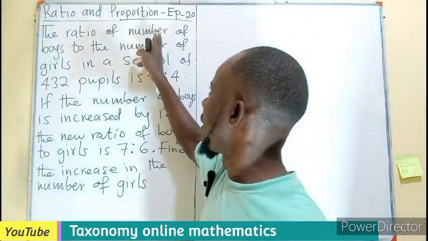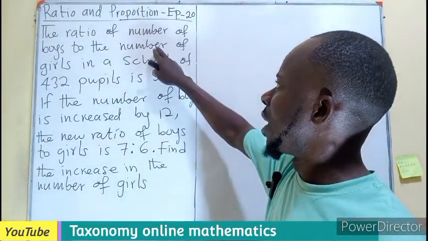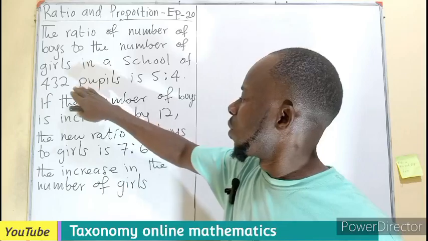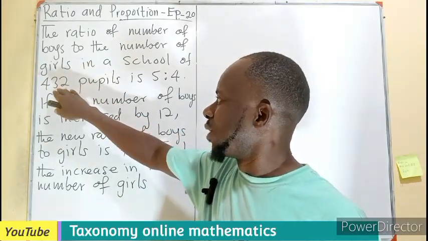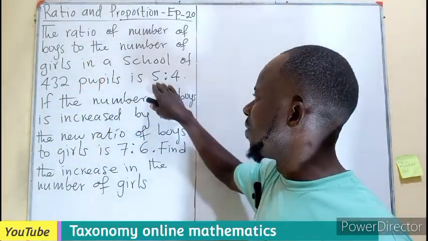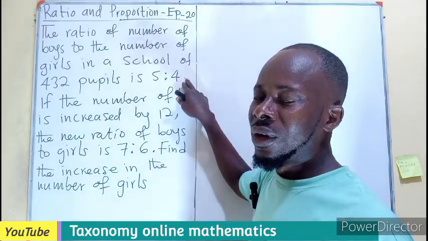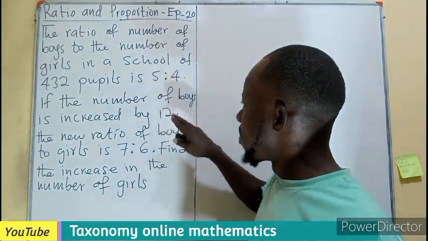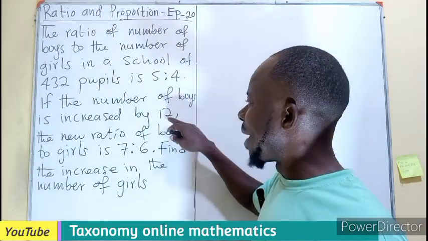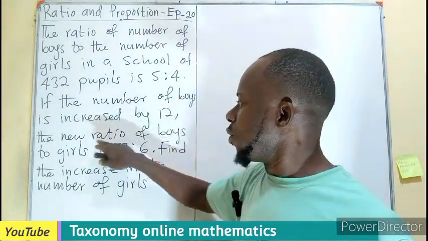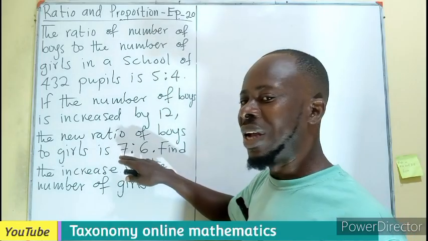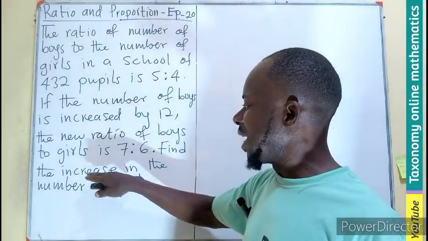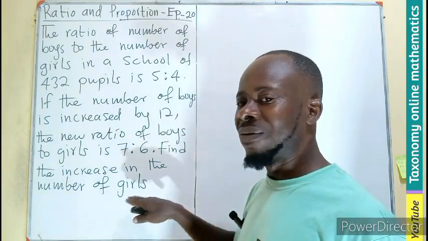So the ratio of the number of boys to the number of girls in a certain school of 432 pupils is given as 5 is to 4. If the number of boys is increased by 12, the new ratio of boys to girls becomes 7 is to 6. So find the increase in the number of girls.